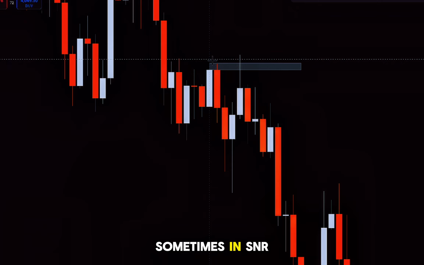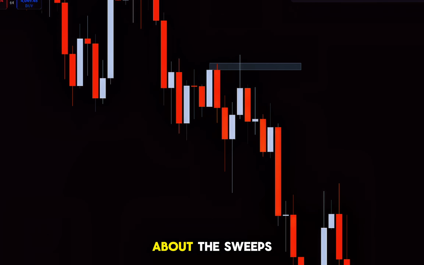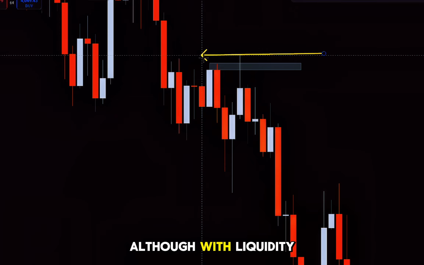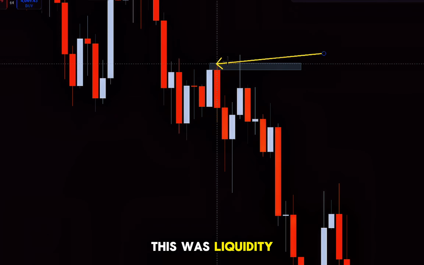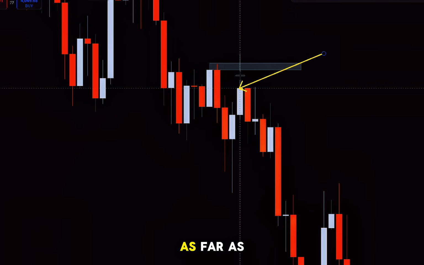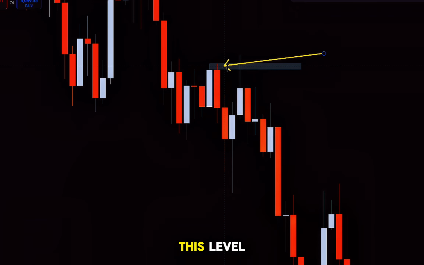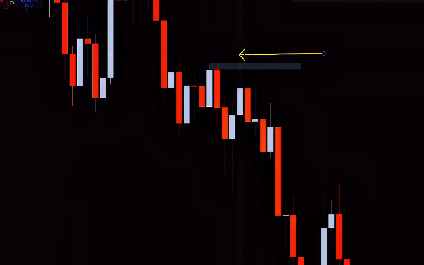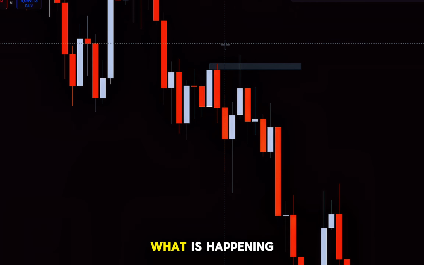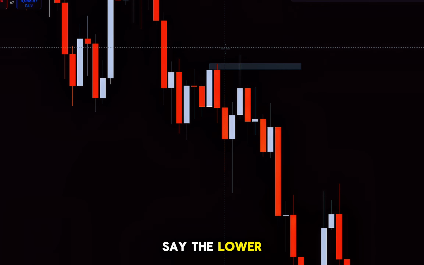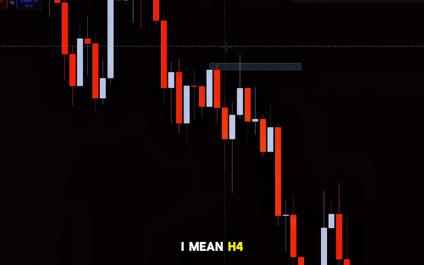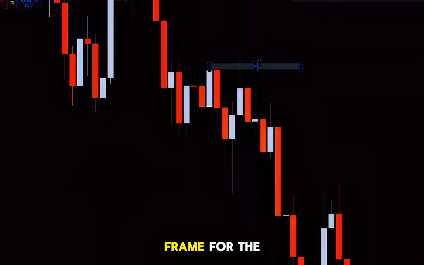So sometimes in SNR, do not worry about the sweeps of these liquidities, although with liquidity we understand that this was liquidity, but in SNR, as far as the level does not break, it's only a rejection. That means the market has respected this level, and you can now go to the lower time frames to see what is happening. And if I say the lower time frames, I mean H4, because H4 is the control time frame for the daily.